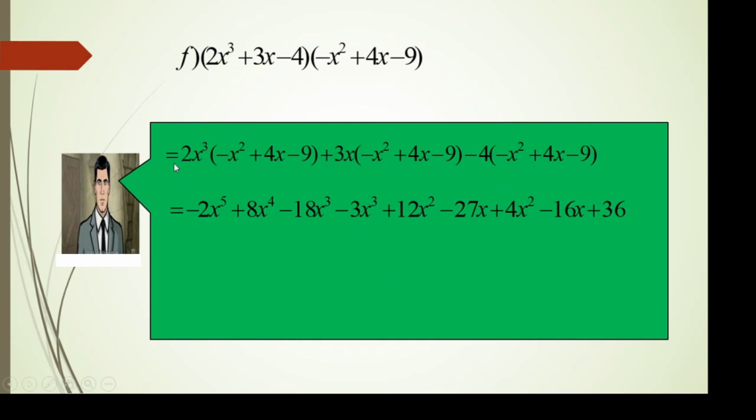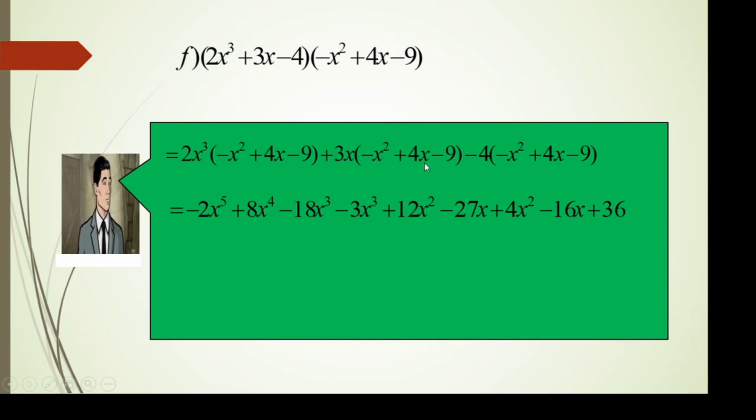Then distribute 2x cubed inside this quantity, and that is 2x cubed times negative x squared. So it becomes negative 2x to the fifth. 2x cubed times 4x, multiply 2 and 4, 8. Then add the exponent, x power 4. Then multiply 2 and negative 9, negative 18. Then copy x cubed.